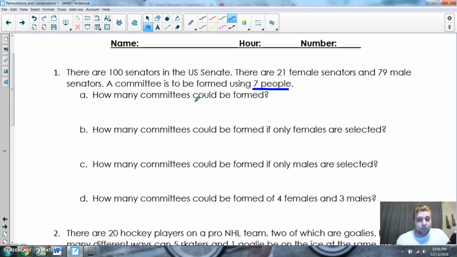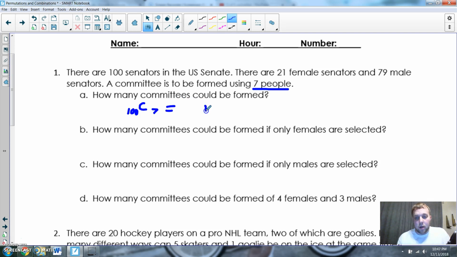Well, if I don't care about gender, first of all, is there any ranking in this committee? Is there any order? Doesn't seem like it. I just need 7 people. So this is going to be a combination. I have a total of 100 people. I don't need to pay attention to males or females right now, and I need 7. So it's going to be 100 combination 7, and this is going to be a large number.